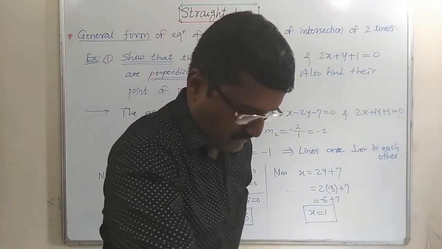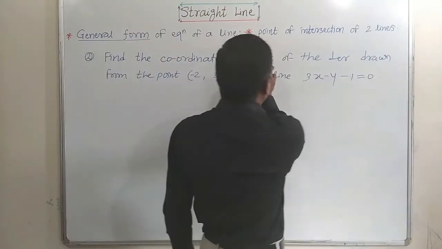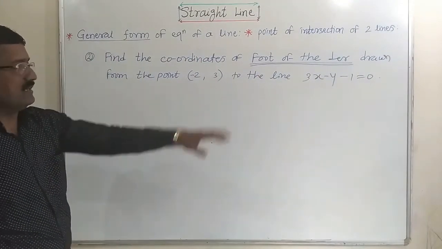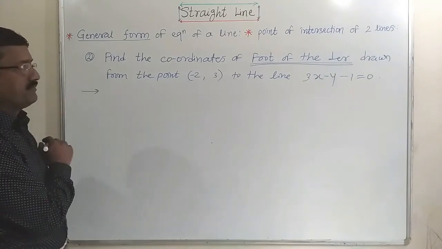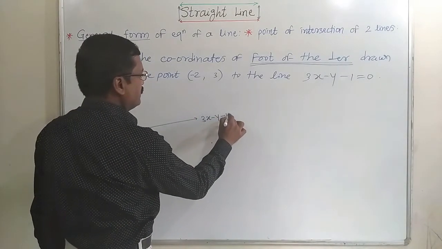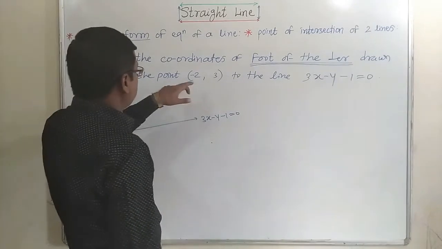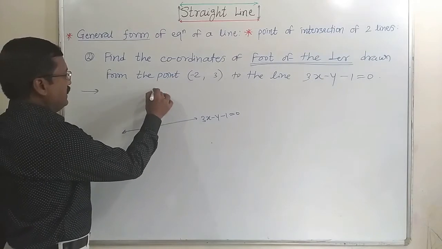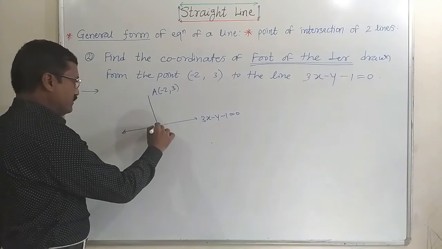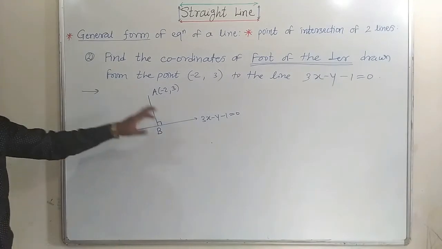Let us move towards the next different example. Find the coordinates of the foot of the perpendicular. The question is asked to find the foot of the perpendicular drawn from the point to the line. Can we draw here a rough sketch of this problem? Here, suppose the line is given this, that is 3x minus y minus 1 equal to 0. What to do? We have to find the foot of the perpendicular drawn from this point. Let us consider this point as A minus 2, 3. And perpendicular is drawn from this point on this line. So let us suppose B as the foot of the perpendicular drawn from point A to this line.